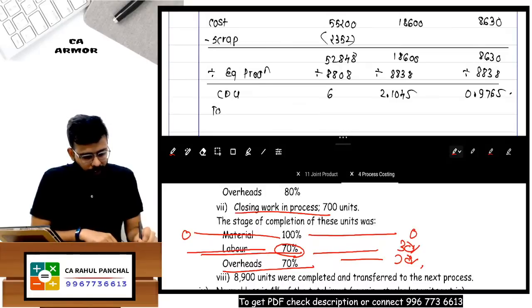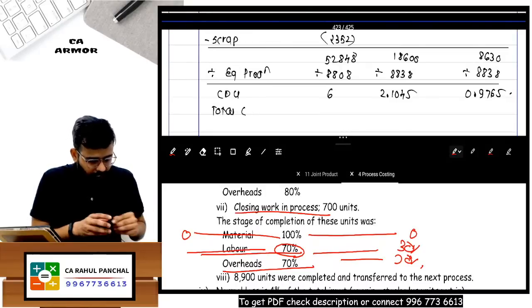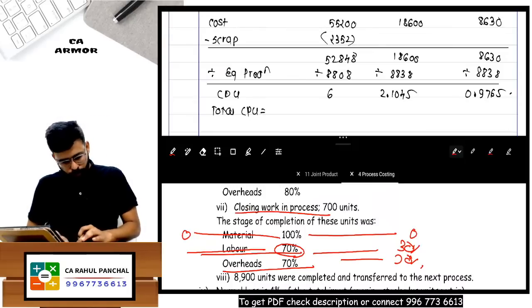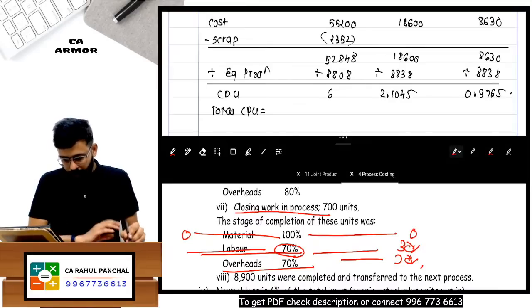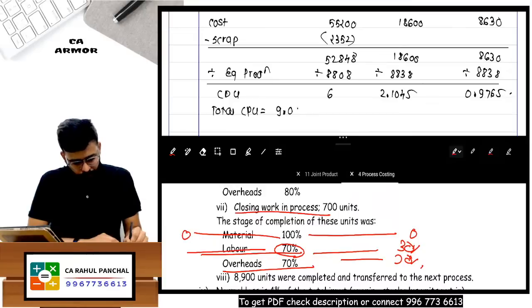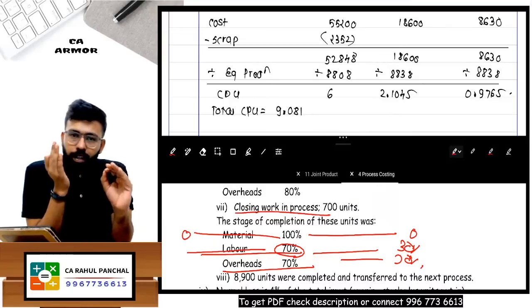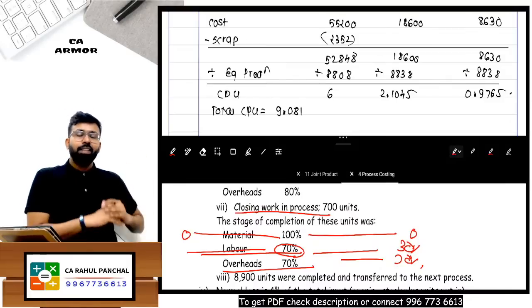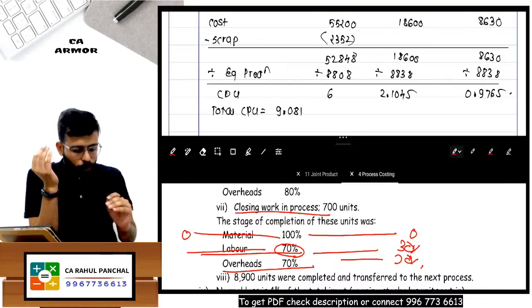Just get one more thing. Let's calculate total CPU. Just add everything and get the value. 6 plus 2.1045. Please calculate with me. You should practice with me only, you won't be getting time later on. This is something that you're going to incur in the current period. Having done this, you got total CPU.